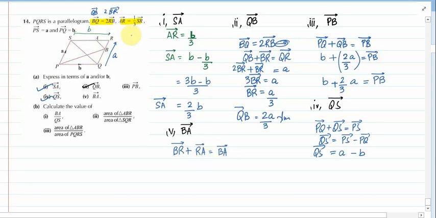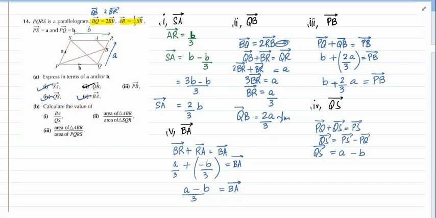So BR is what? We had find out BR, it's A upon 3. So BR is A upon 3 plus RA. RA, it's 1 over 3 of RS. So that means RS is minus B. So it will be minus B over 3 is equals to BA. The final value, it will be A minus B over 3, that is BA, right? We had done all the parts.